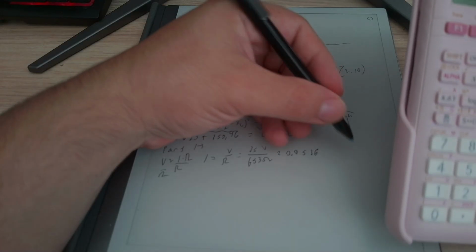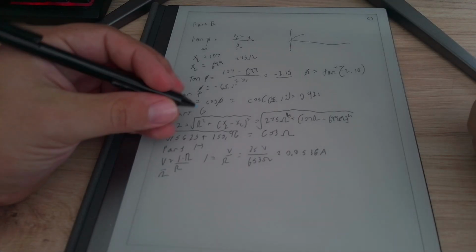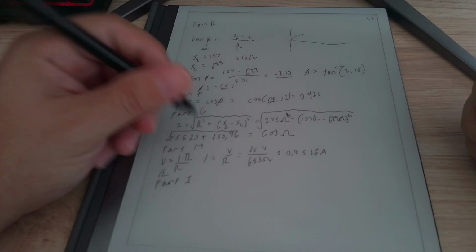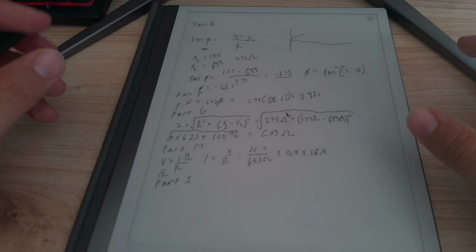Let's run over to 0.0536 amps. And that will be our answer for part H. And then for part I, moving on, this is going to be for the circuit. It's the same problem, same stuff. We're going to find the average power delivered to the resistor.